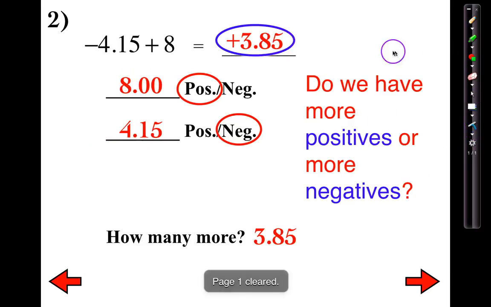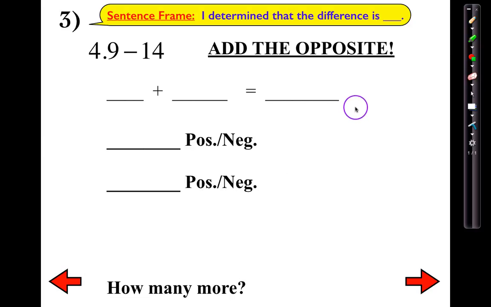Moving on to our next example. For number 3, it says 4 9/10 minus 14. What do we want to do first? Well, since we have subtraction, the very first thing I want to do is add the opposite. So let's do that. I'm going to go ahead and change this subtraction into an addition problem.